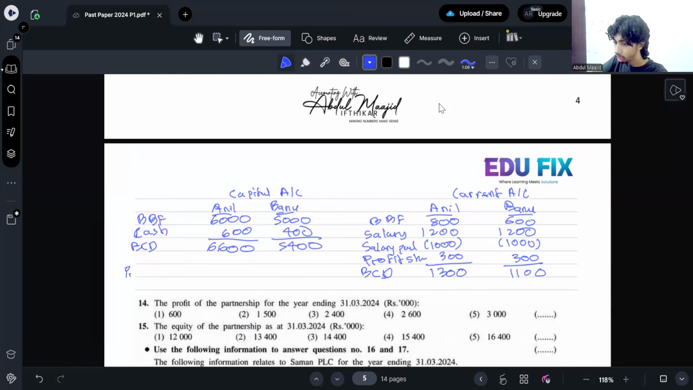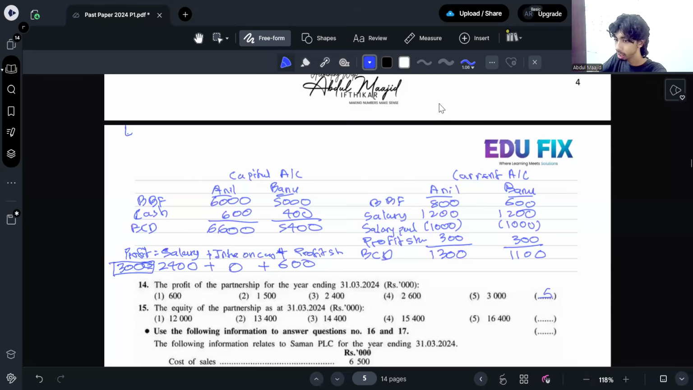Okay. Now, first of all, the profit of the partnership. How will you find the profit of the partnership? Profit of the partnership equals partner's salary plus interest on capital plus profit share. So salaries of partner 1,200 plus 1,200, that is 2,400. There is no interest on capital here. Profit share 300 and 300, that is 600. And the total profit is 3,000, 3 million. That is answer number 5.